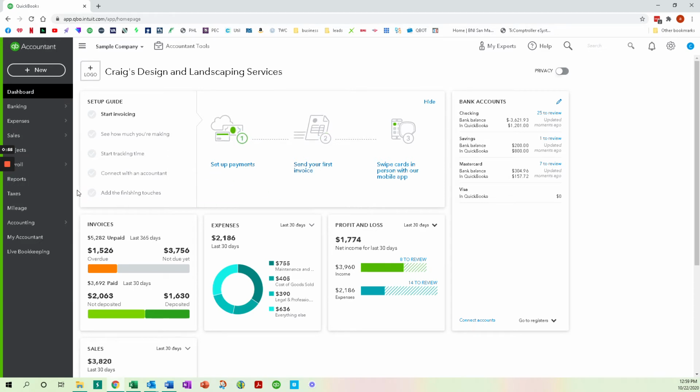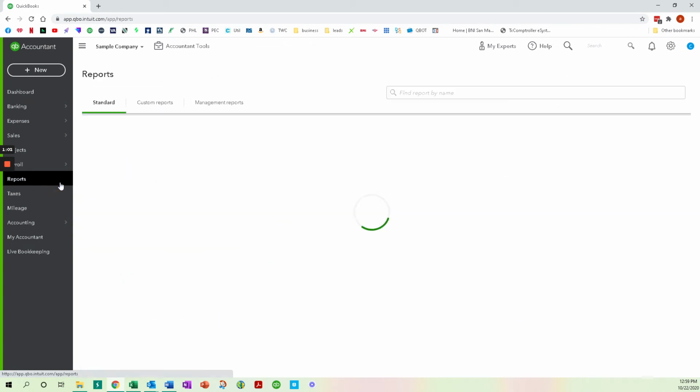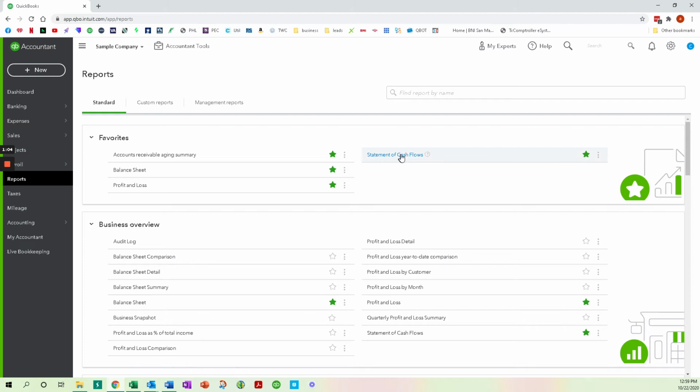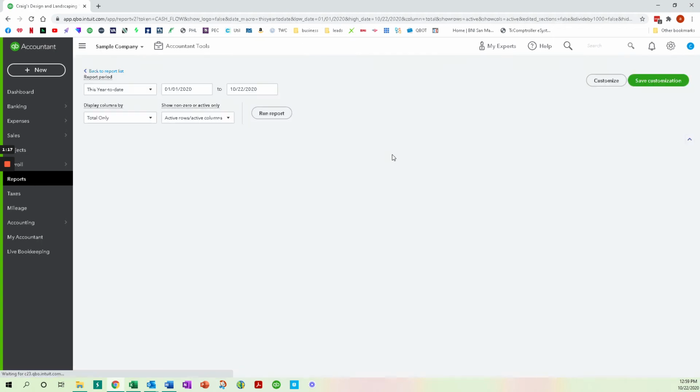I am in the sample company provided by QuickBooks Online, which is Craig's Design and Landscaping Services. I'm going to go to Reports, and then I'm going to click on Statement of Cashflows. I have mine saved to my favorites, but if you don't, you can search for it in the search bar up here, or you can scroll down to the For My Accountant section and click on it there.